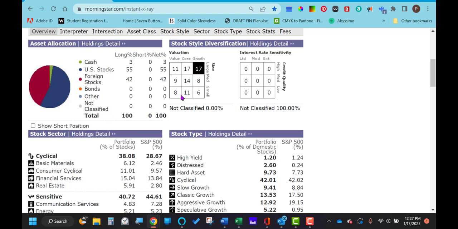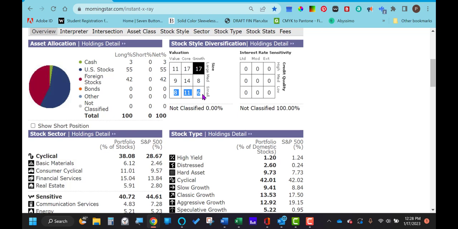I can see that I've got a pretty good balance between value and growth, which is what I wanted. I can also see I've got not an equal balance between large, mid, and small cap stocks. I didn't want as many small cap stocks as larger companies, because small cap stocks are riskier. So if I sum these, I get 25% is in small cap stocks. I think that's a good amount.